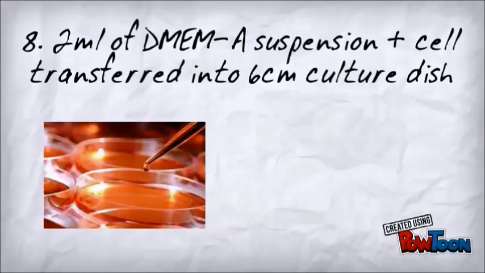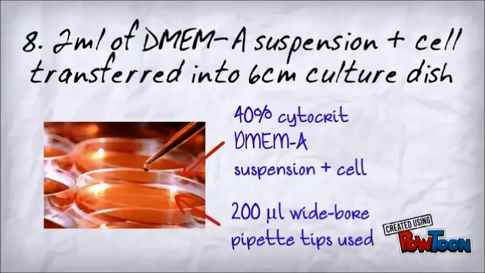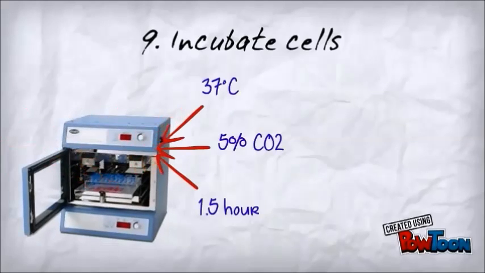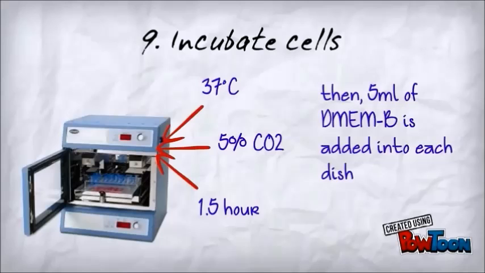The DMEM suspension together with the cells is transferred into a 6 cm tissue culture dish using wide bore pipette tips. Lastly, the cells are placed in a humid incubator at 37 degrees Celsius with 5% CO2 for 1.5 hours.